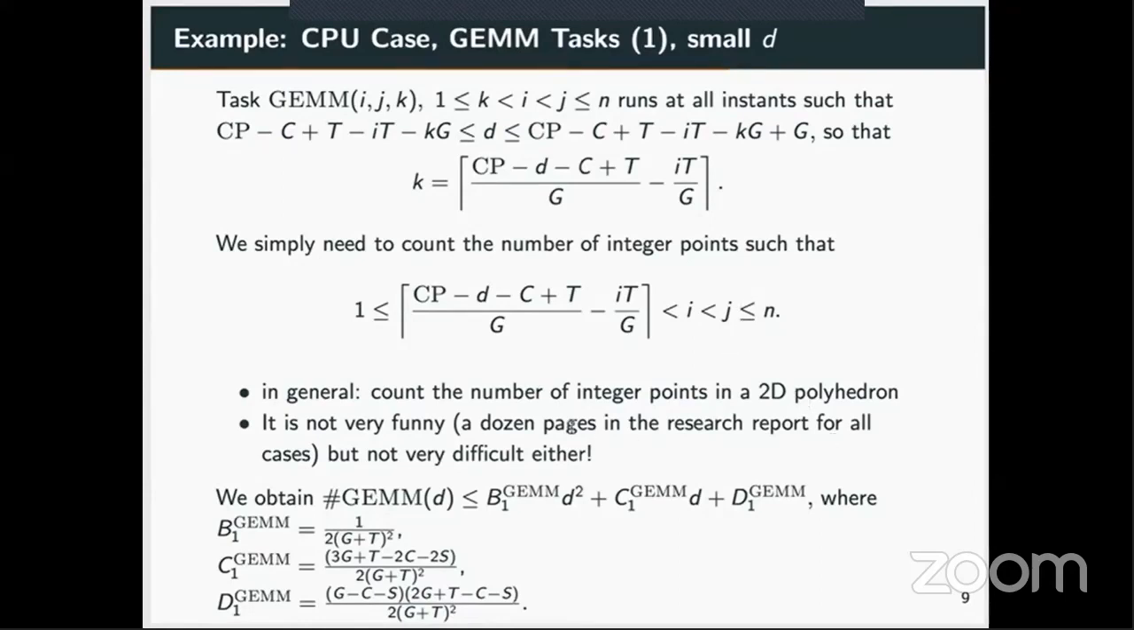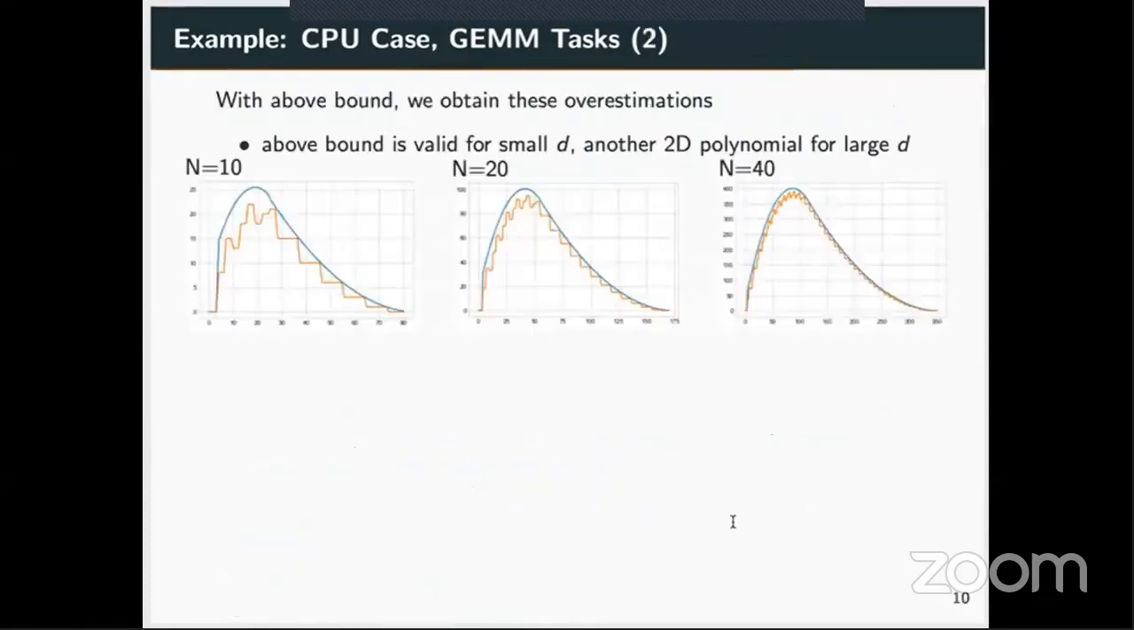So if you look at the paper, you will see that it's not extremely fun. There are a dozen pages in the research report of such calculations, but it's not very difficult either. And in this case, for instance, you obtain another estimation of the number of GEMMs by a degree 2 polynomial in d, and the coefficients of the polynomial depend on the running times of the different kernels on the resource. And so does it work?